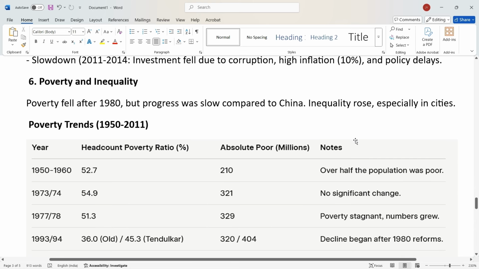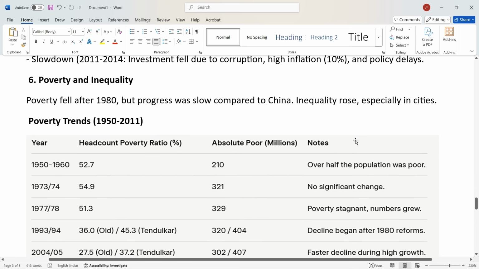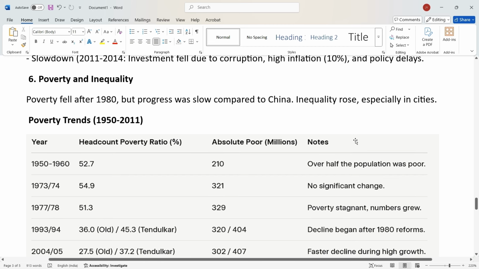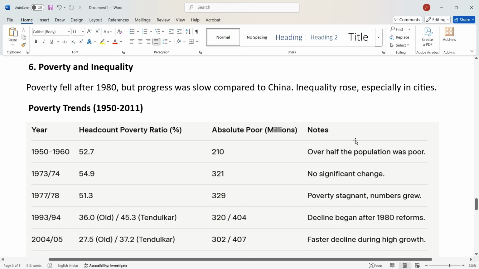Let's see what the poverty and inequality of the economy were at that time. At that time the economy was facing poverty. We'll see with the help of different phases. In 1950 to 1960, the headcount poverty ratio was 52.7%, which means over half of the population was poor.